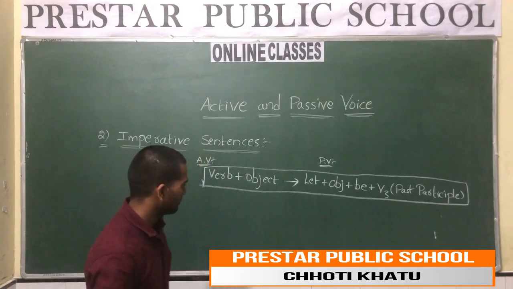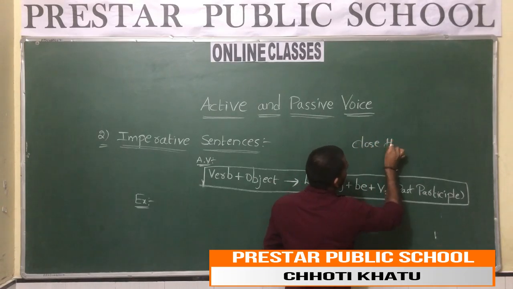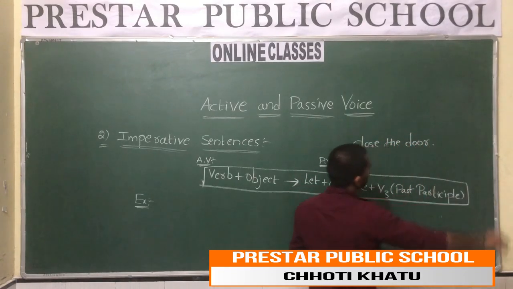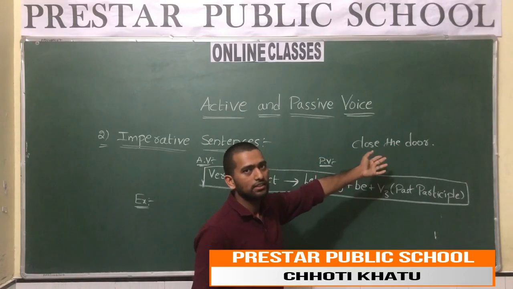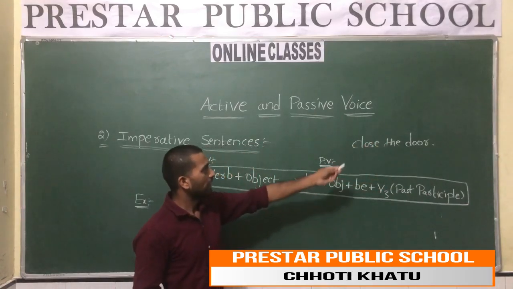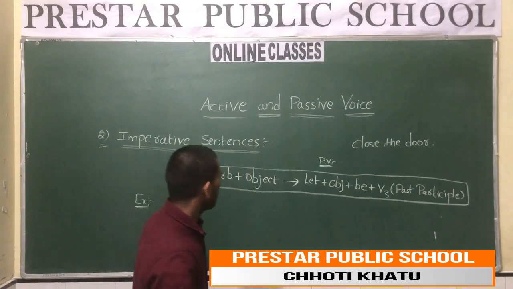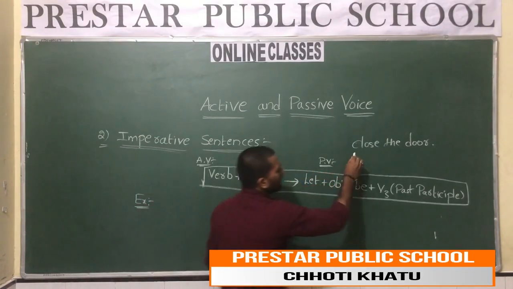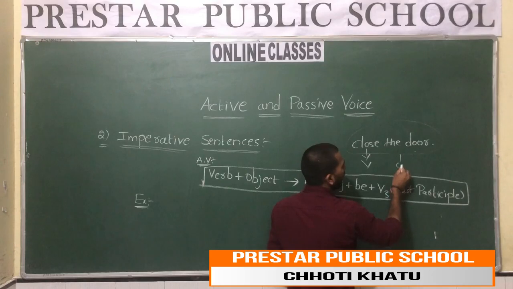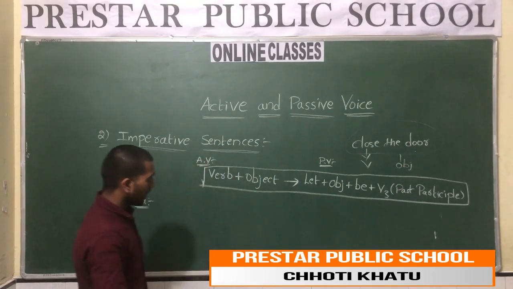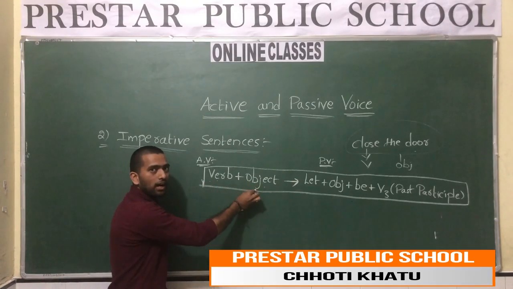For example, let us take one example. Close the door. It may be an order or request or command, whatever it is. These types of sentences are called imperative sentences. This sentence contains a verb as well as an object. This sentence is in active voice, in the form of verb plus object.